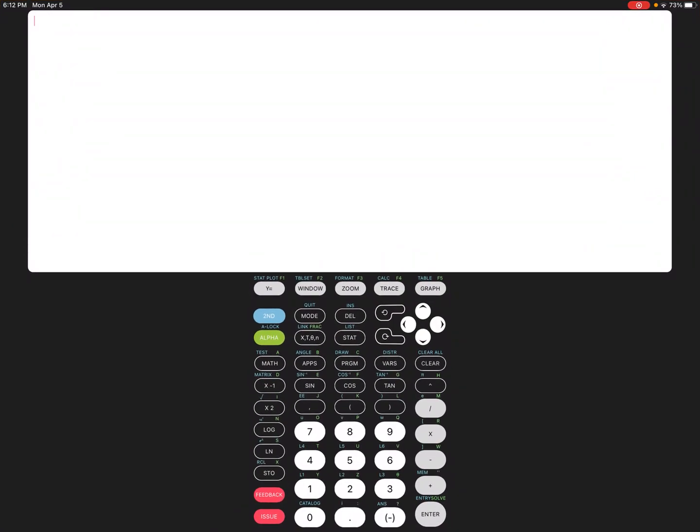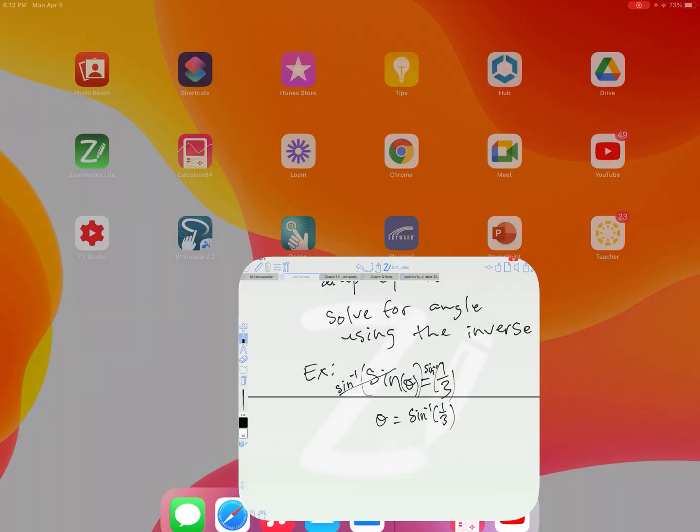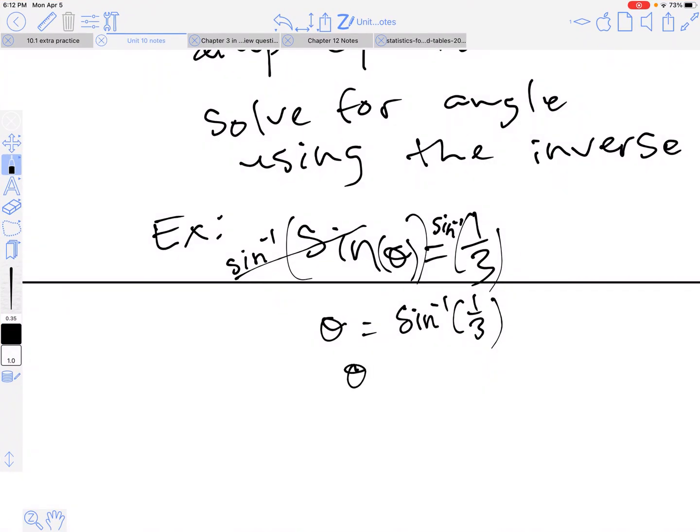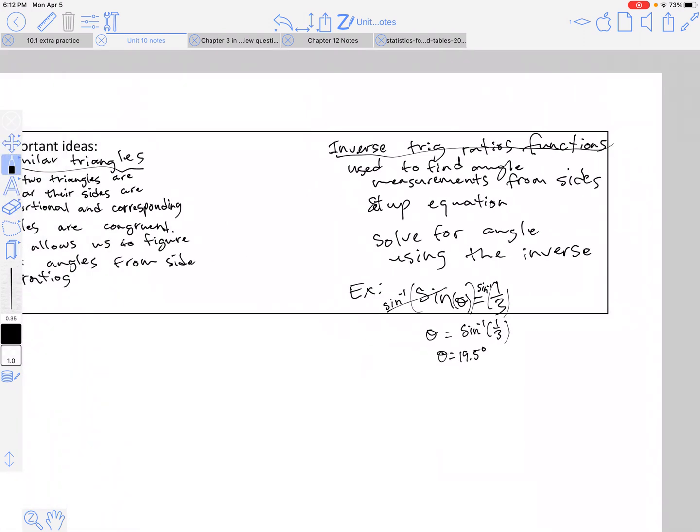All right. So if you look at sine, find the sine button. Right above it, you see sine inverse. So I'm going to hit second sine, and I'm going to put 1/3 in there. And you notice I get 19.5. All right. So theta equals 19.5 degrees. Awesome. Okay, so what does this mean to us?